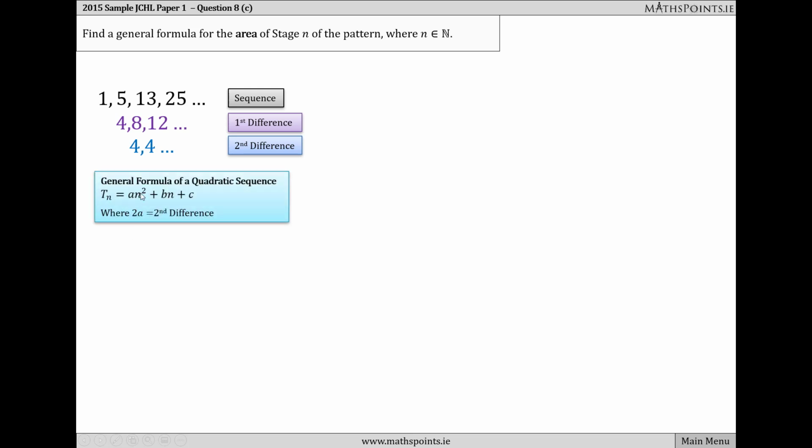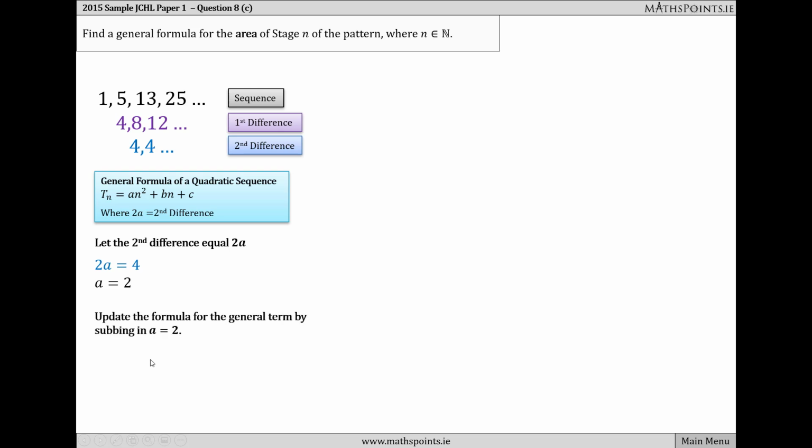You're going to have to learn the formula, which is Tn, the general term, is equal to an squared plus bn plus c. And what we're going to try and find in this question is a, b and c. To start with, we let the second difference, which we've already found from the previous part, 4, equal 2a. So it's always 2a. We always let 2a equal the second difference. So 2a is equal to 4, and that means that a is equal to 2. So for the rest of this question, a can be 2.